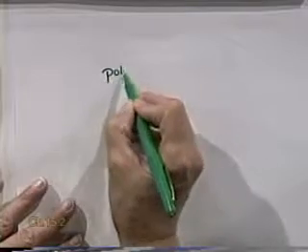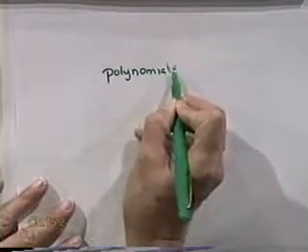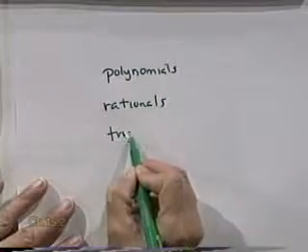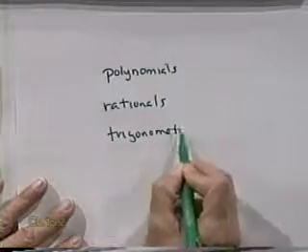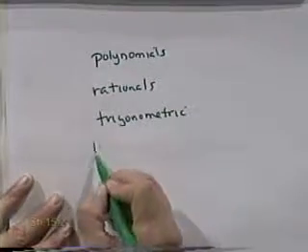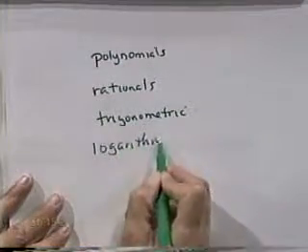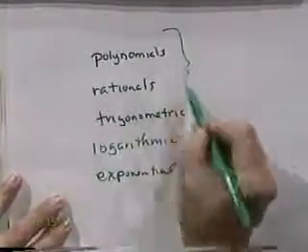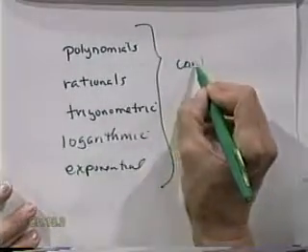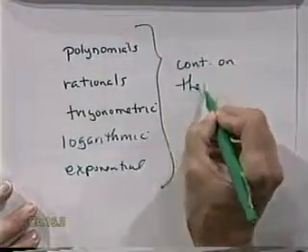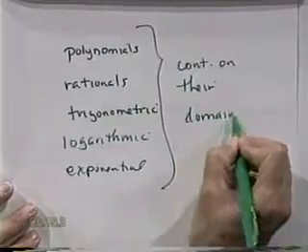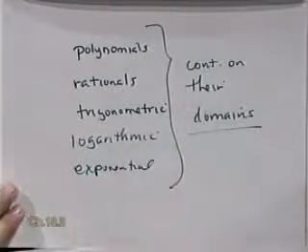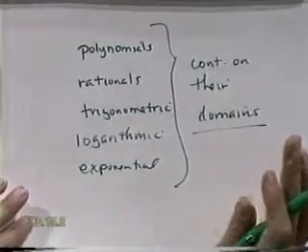Remember back in Calc 1, we had various functions. You had polynomials, rationals, the trigonometric, the logarithmic, and the exponential. If you might remember, we proved that all of these functions were continuous on their domains. So as long as they were defined, to evaluate the limit, all you had to do was play plug-in.